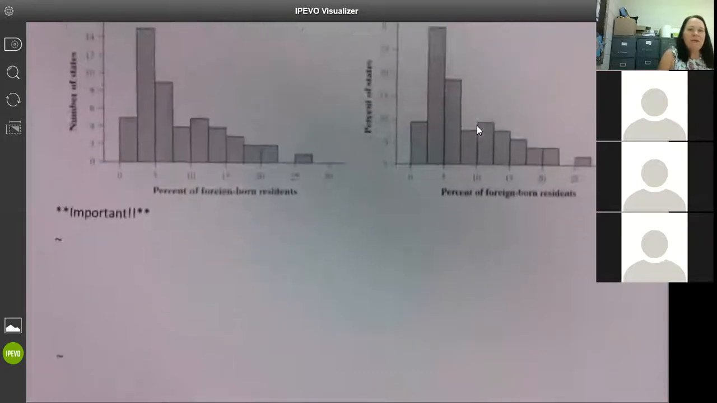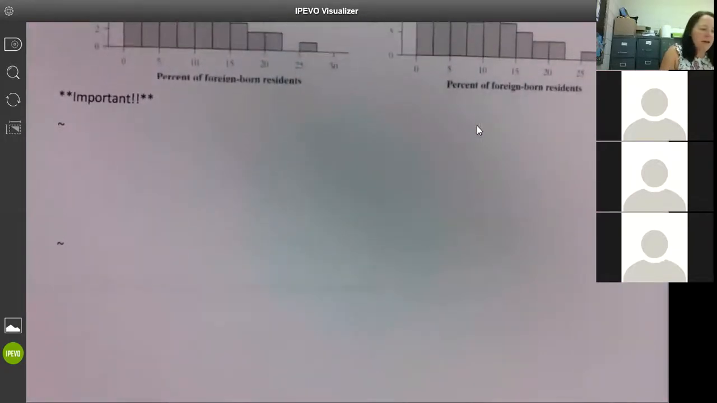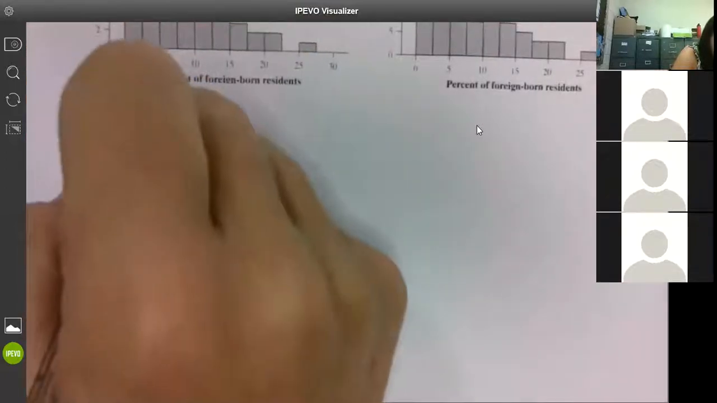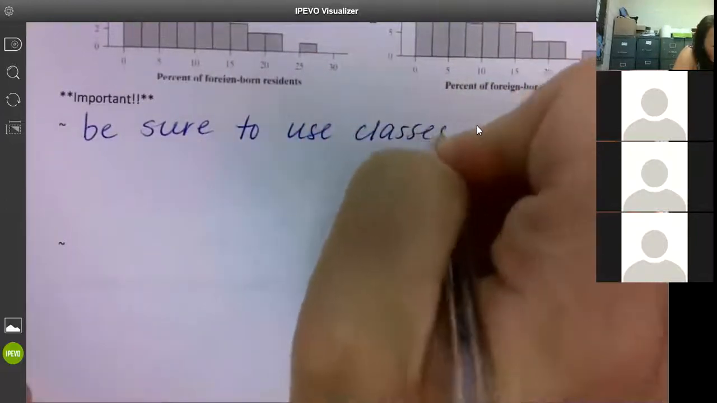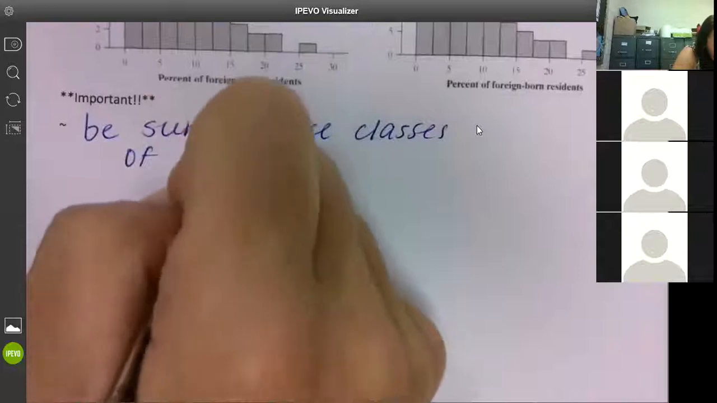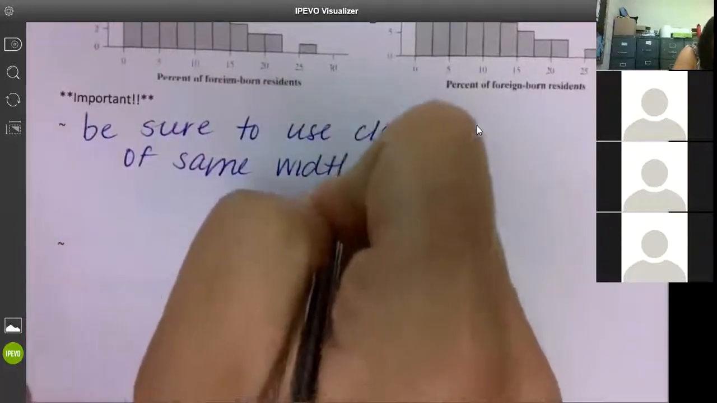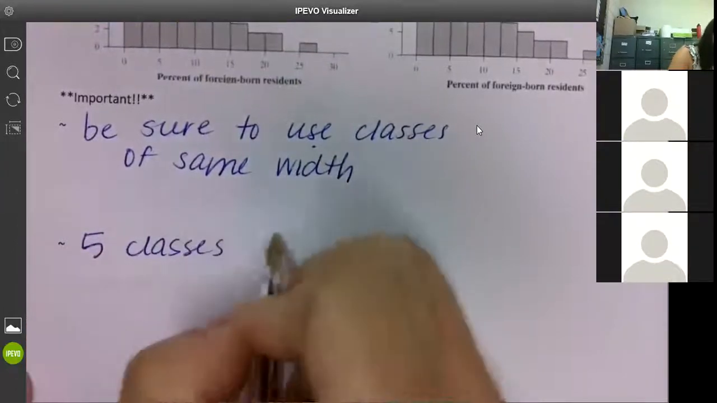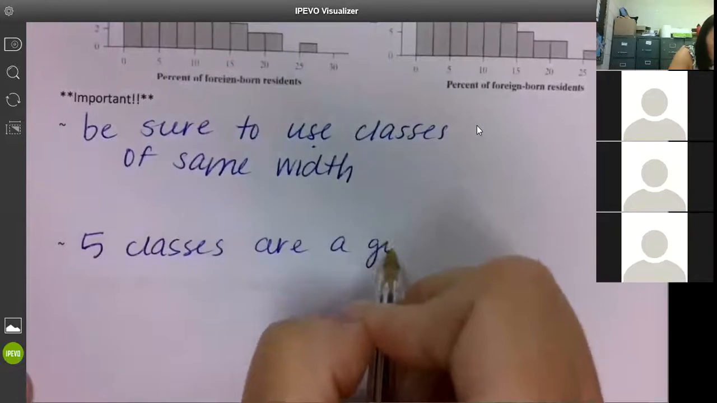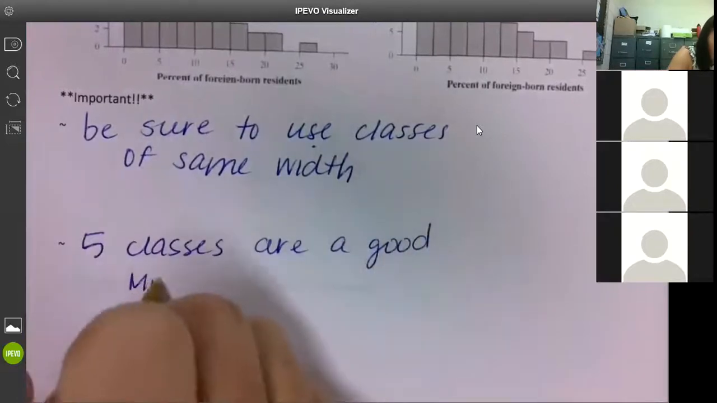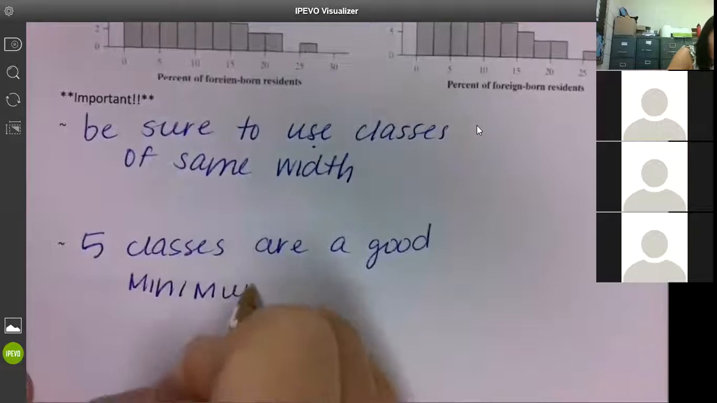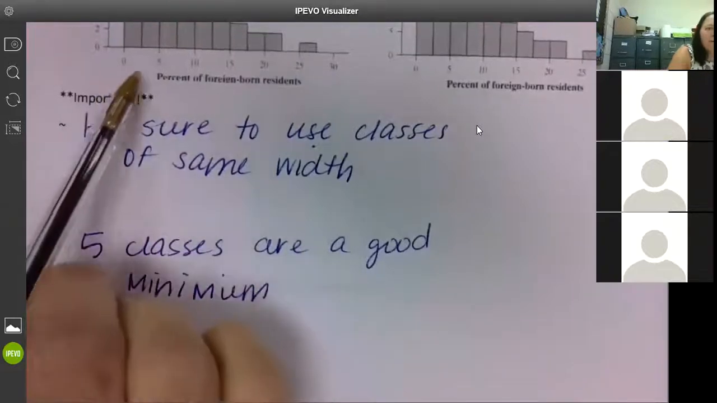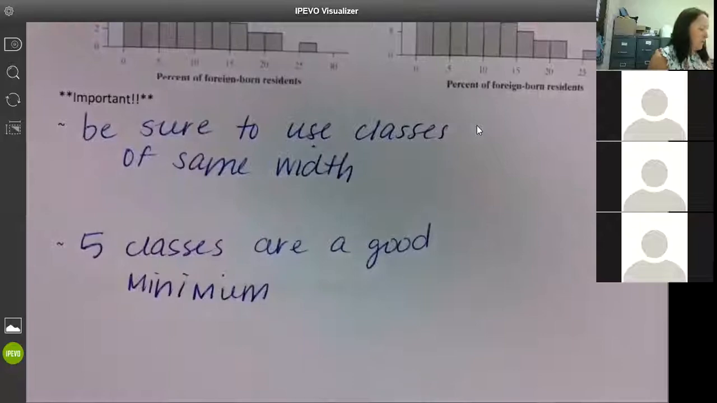So I'm going to get these two things. Hopefully it won't cut off. If it does, we'll come back to that. Be sure to use classes of the same width. And 5 classes are a good minimum. So down here at the bottom, 0, 5, 10, 15, they want 5 of those.